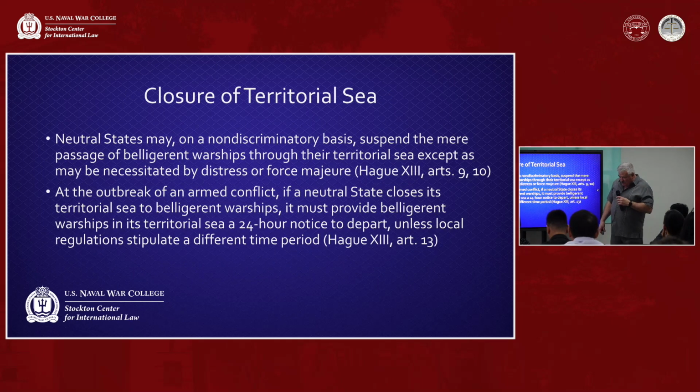As I mentioned, the territorial sea of the neutral can be closed by the neutral, again on a non-discriminatory basis, and therefore suspend mere passage of belligerent warships through the territorial sea, except as may be required by distress or force majeure. That would require an exception to the closure of the territorial sea. And the same thing as with ports: if they close the territorial sea to the passage of belligerent warships, then they have to provide notice to the belligerents and allow them 24 hours to get their ships out of the territorial sea.